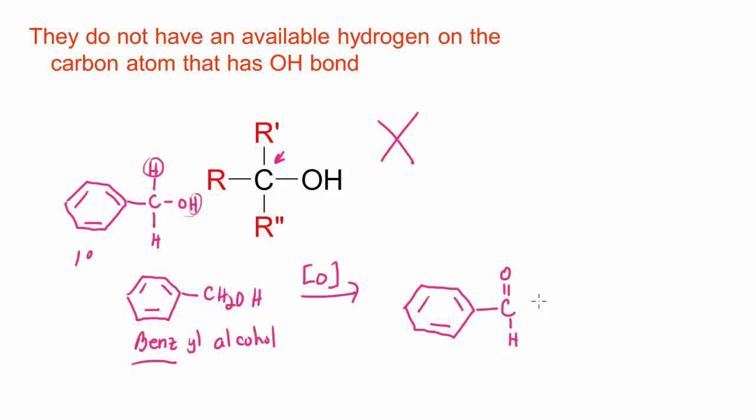Now, if I add more oxidizing agent, what's going to happen is we're going to end up with a carboxylic acid. So we add more oxidizing agent. We have the carbon with the double bond, the carbonyl group, and then this OH group here. So this would be a carboxylic acid.